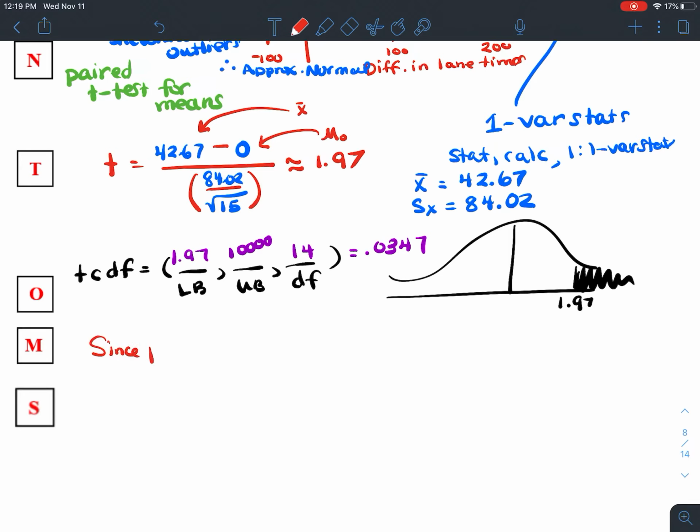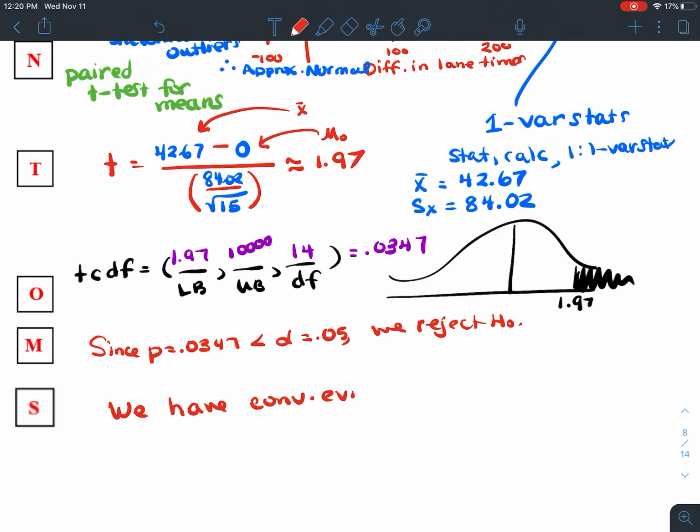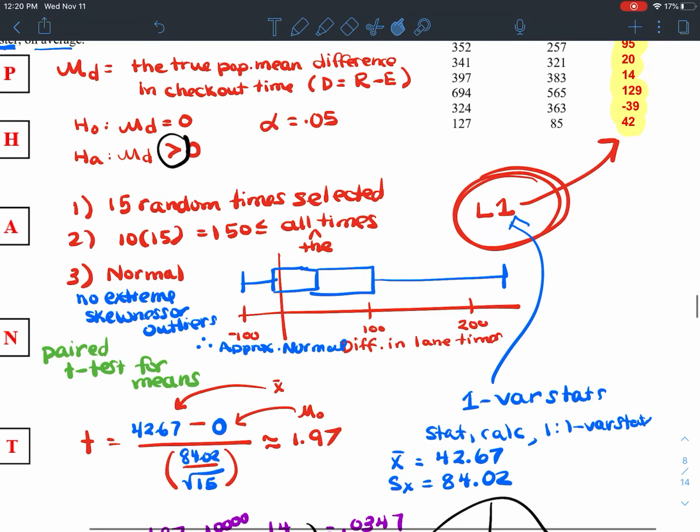I'm going to say since the p-value of 0.0347 is less than the alpha level of 0.05, our decision is we are going to reject the null hypothesis. When we reject, that's when we have convincing evidence. So we're going to say we have convincing evidence that, and now I'm going to look back at what we said our alternative hypothesis was. That's what our evidence is in favor of.